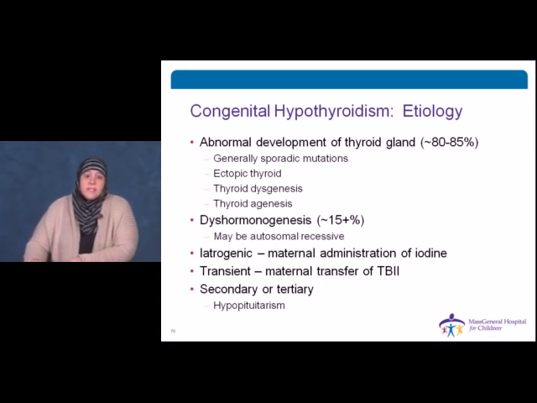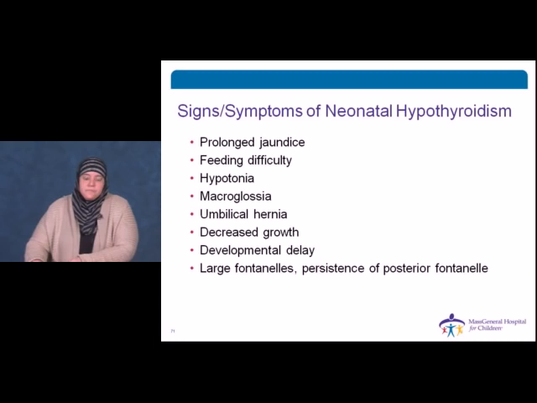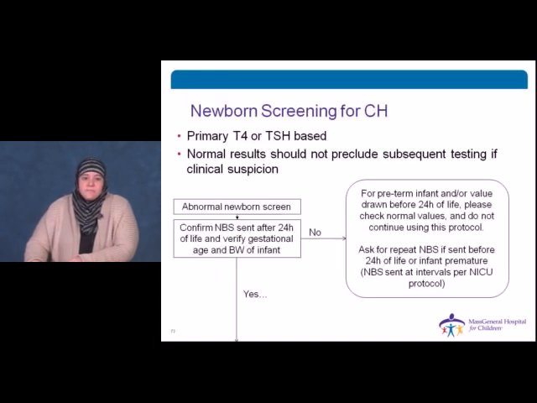Finally, there can be secondary or tertiary congenital hypothyroidism. This is less common and is commonly due to congenital hypopituitarism. The signs and symptoms to keep in mind for neonatal hypothyroidism are prolonged jaundice, feeding difficulty, hypotonia, macroglossia, umbilical hernia, decreased growth, developmental delay, enlarged fontanelles or increased cranial sutures, or the persistence of a posterior fontanelle.